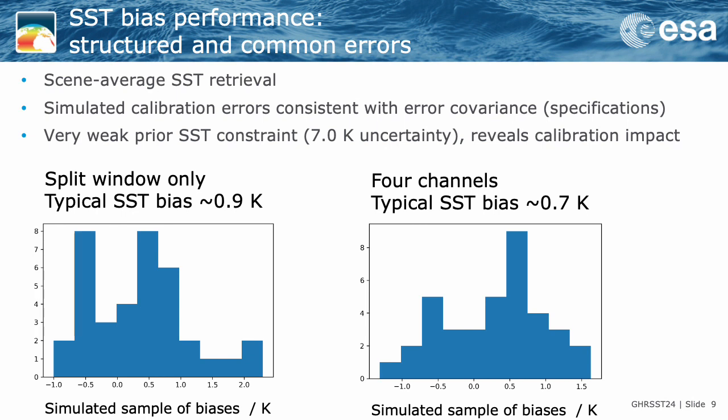So when using just the split window channels, that's 11 and 12 micrometer channels, typically the SST bias is almost a Kelvin, and it's not much smaller when we're using all 4 channels, although there is a bit of averaging out of different calibration errors across the 4 channels, which does produce a lower SST bias of about 0.7 Kelvin. So it's clear that these are biases which are larger than we're used to in the SST world, and that bias correction will be necessary for an instrument specified to the standards of Trishna.